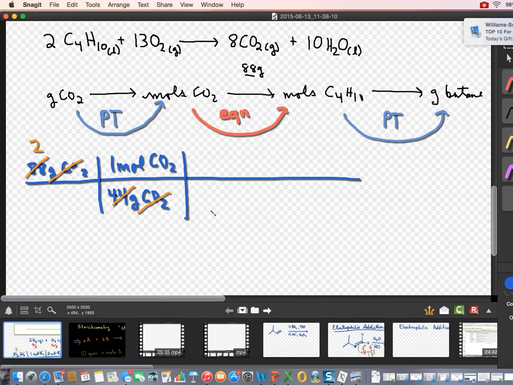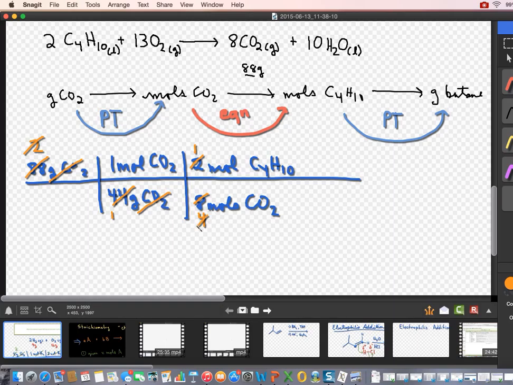From my balanced chemical equation, I know that 8 moles of CO2 react with 2 moles of butane, C4H10. Again, I can reduce 2 over 8 to 1 over 4. And I can further reduce 2 over 4 to 1 over 2.